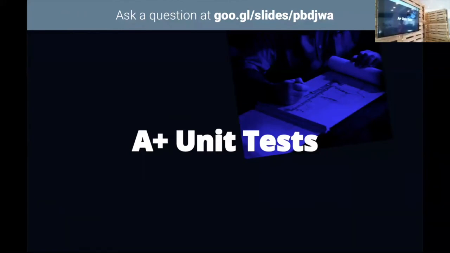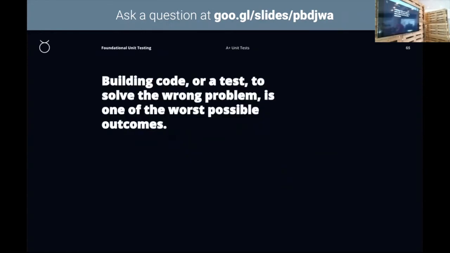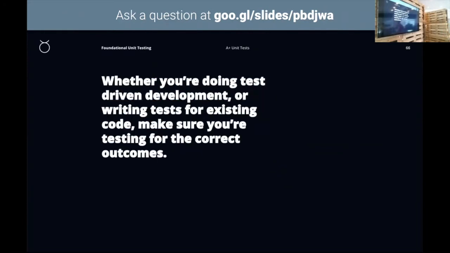So I've made a little bit of an effort to try and distill all of this into a way to think about writing solid unit tests. So just a few foundational points, I guess. The first thing is it's important to understand what you're building. So if you build code or a test to solve the wrong problem, that's one of the worst possible outcomes because you're leading people down the garden path.